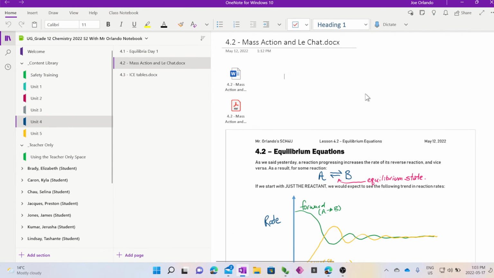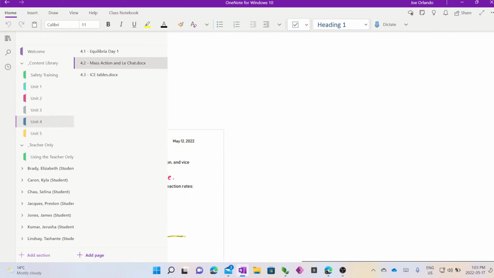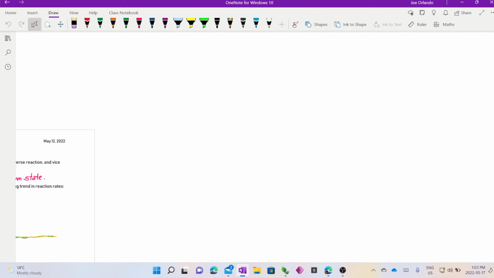We talked about equilibria and the law of mass action, and that's what your assignment is all about. This should be fairly straightforward. If I give you any equation whatsoever, you should be able to write an equilibrium expression for me. So I'm just going to make an equation up.